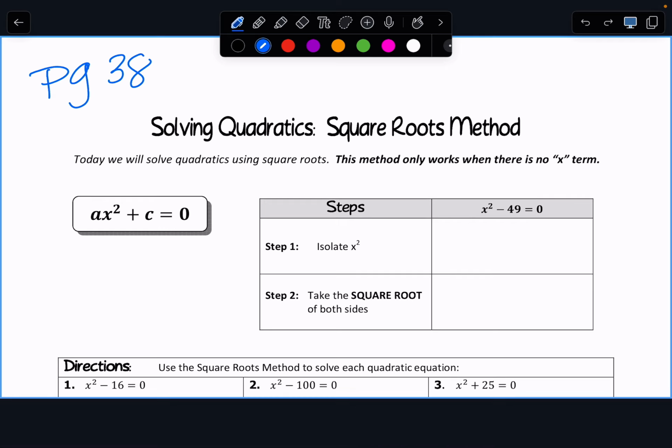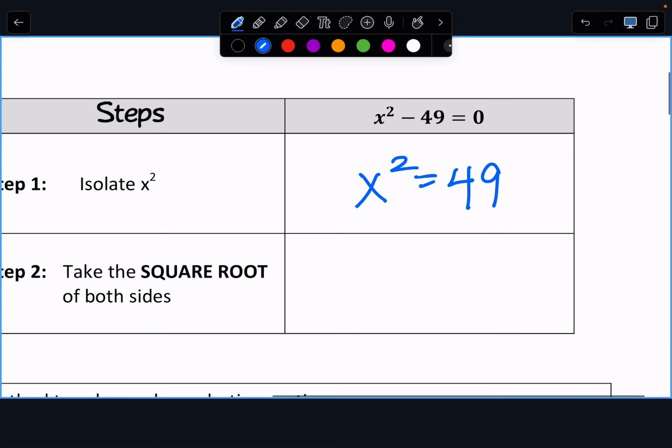If we isolate x squared, that means I would add 49 to both sides, right? So I'd have x squared equals 49. Well, how do we undo the square so that it's just x and not x squared? How do we undo a square? In order to undo a square, we're going to square root both sides.